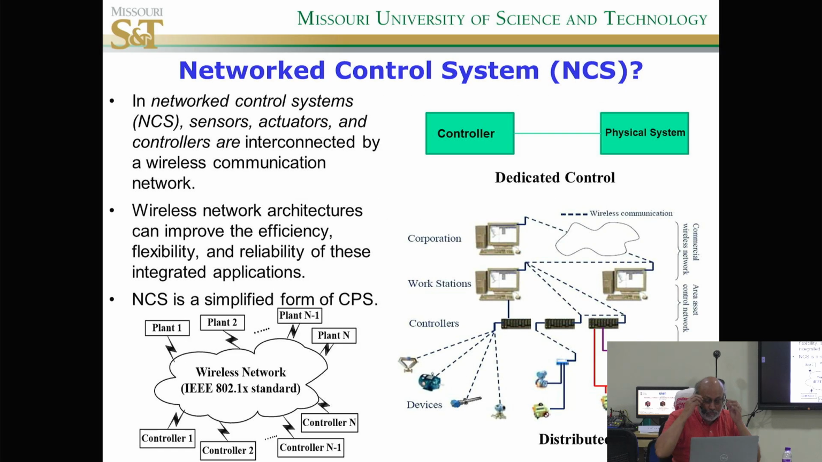So now a network control system. What is a network control system? A network control system is a small subset of cyber physical systems. Here you have a controller. In the traditional world you have a physical system, and these two are physically connected with a hardware wire. Now you see that on the left hand side you have different physical systems and controllers, and they're all connected through a wireless or a wired network.